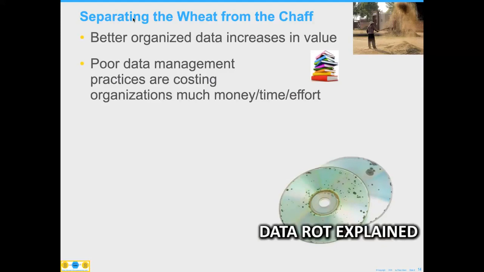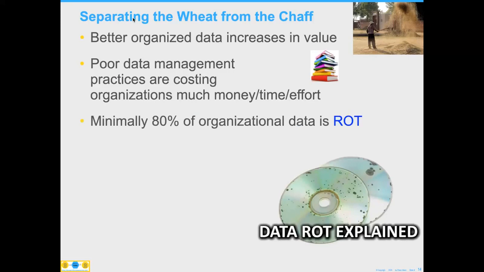In a similar analogous fashion, poor data management practices are therefore costing organizations a lot of time, money, and effort. Tom Redman refers to them as the hidden data factories around your organization. A really sad fact about all this, though, is that minimally 80% of the data in your organization is rot. And you say to yourselves, what am I doing listening to this crazy person on this webinar who's calling my data rot? Well, it is an acronym.